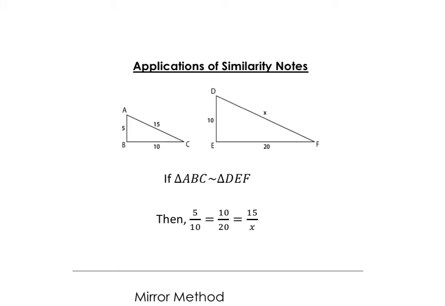So for instance, 5/10 should equal 10/20, and that should equal 15 over whatever this side is. Since we know that the two triangles are similar, we know that the sides are proportional, and then what we can do is take this part of the equation and solve for the missing side just using cross multiplication.